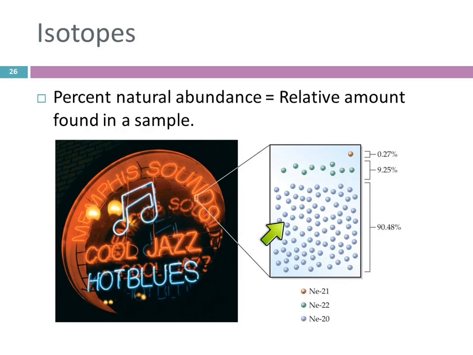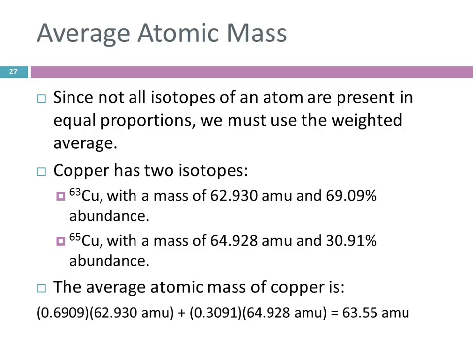Here's an example for neon. A sample of neon, and that's the gas that's in this sign that's making that bright orange color. A neon sign actually has neon in it. So 90.48% of the neon is this isotope, the neon 20, with 20 protons and neutrons together. 9.25% is the green one, neon 22, and 0.27% is neon 21. So these are the natural abundances, and those are determined experimentally. You don't figure them out from the periodic table. You don't memorize them or anything like that.